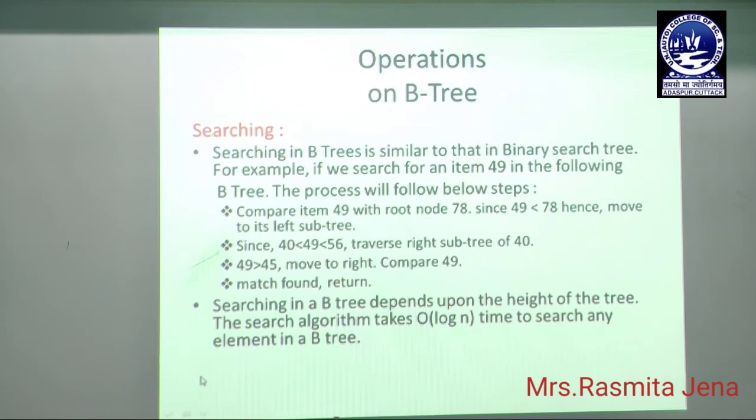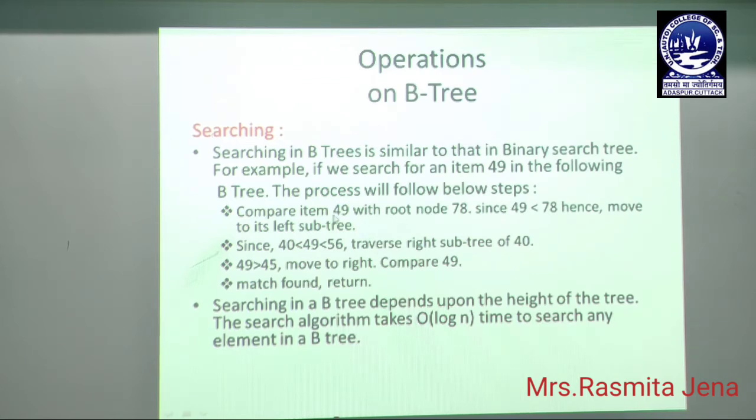The first operation in a B tree is searching. Searching in a B tree is similar to search in a binary search tree, because in a B tree the nodes are arranged in ascending order. For example, if we search for an item 49 in the B tree, how does the search process go? The process follows these steps.